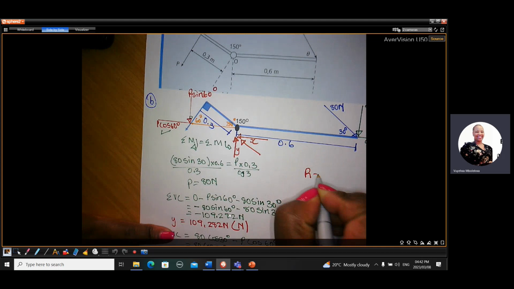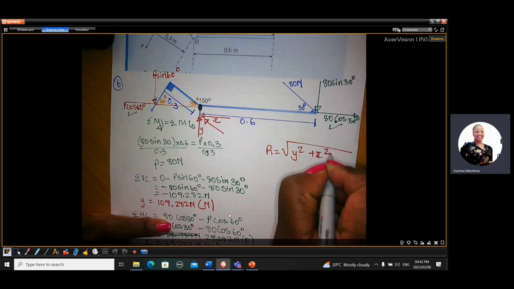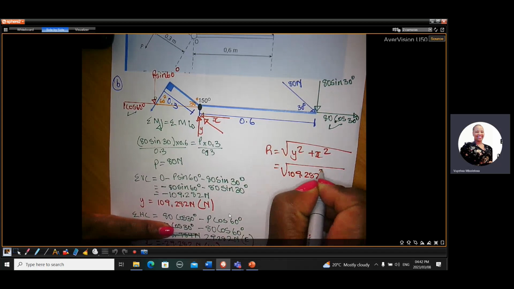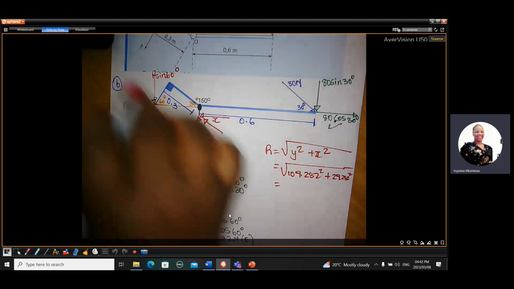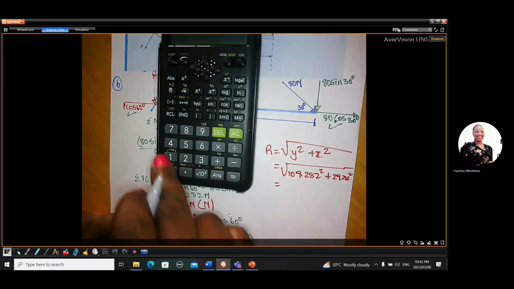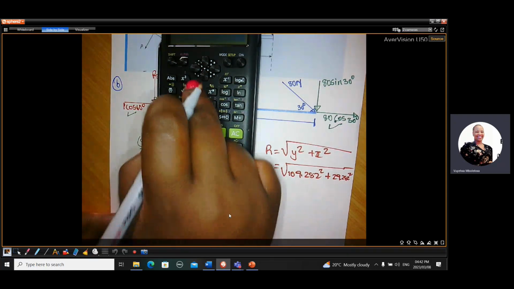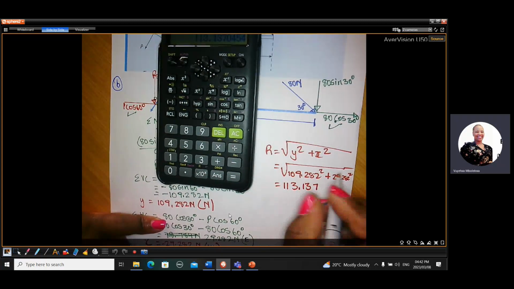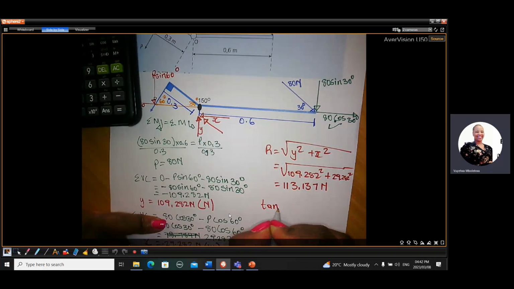So our reaction force is going to be the square root of the Y force squared plus the X force squared, which is 109.282 squared plus 29.282 squared. It gives us 113.137 newtons. And then the angle will be tan theta equals the Y force over the X force.